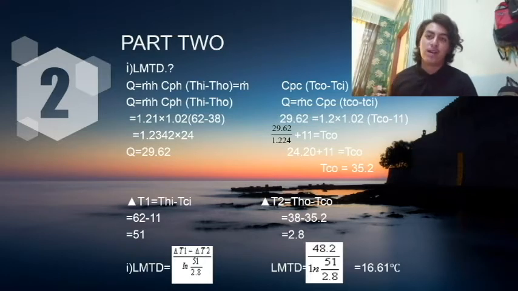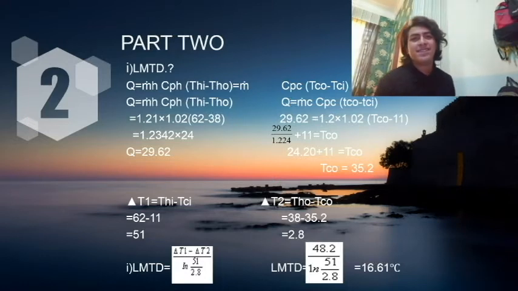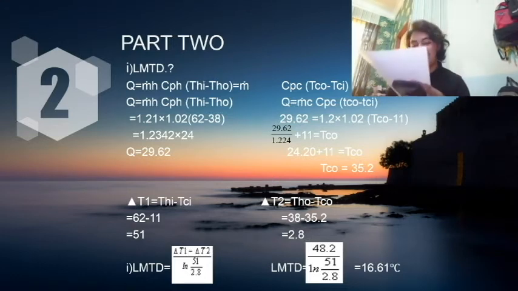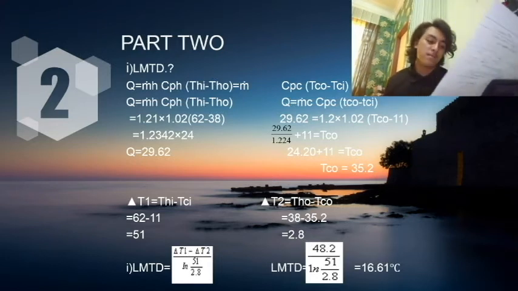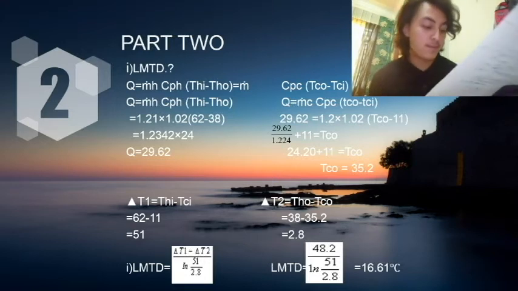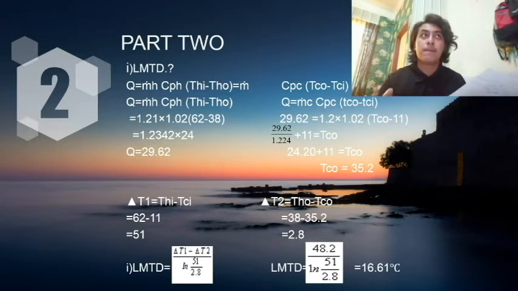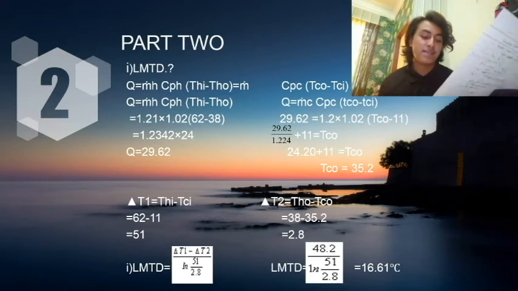Now we want to solve the solution. To find the LMTD, firstly we should find the Q. For LMTD, the formula is delta T1 minus delta T2, divided by ln delta T1 divided by delta T2. Next, we enter the values given in the question and solve carefully. And the last answer is 16.61 Celsius degree.